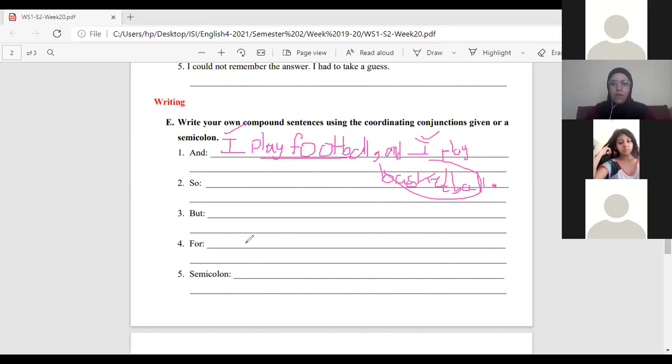Okay? Now, who can give me a compound sentence, but has to use a semicolon? A semicolon. Yara? Can you give me a compound sentence, but now you have to use a semicolon?